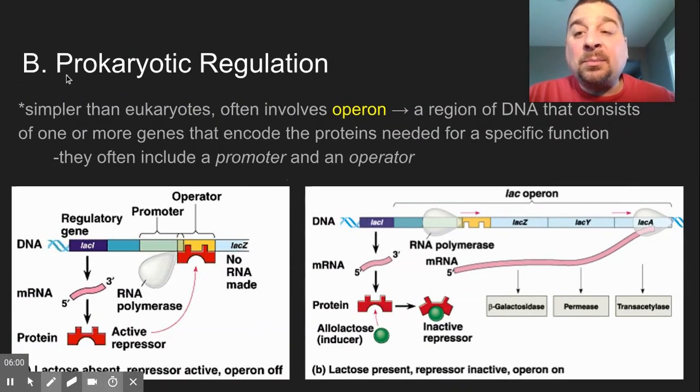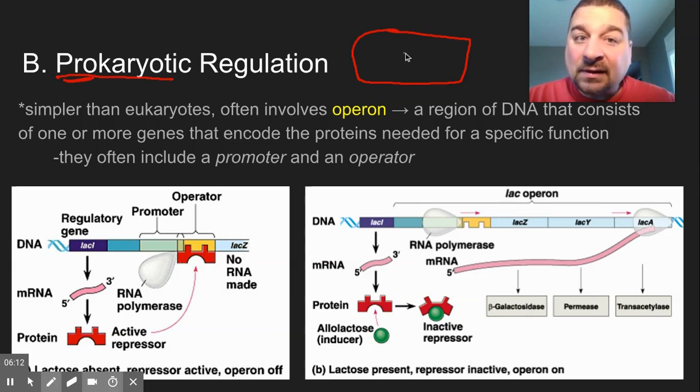First, we want to look at prokaryotic regulation. Remember, prokaryotes do not have a nucleus, but they still have their own genome. Inside a bacterial cell, somewhere near the center, they have a big loop of DNA that's got all their genes on.